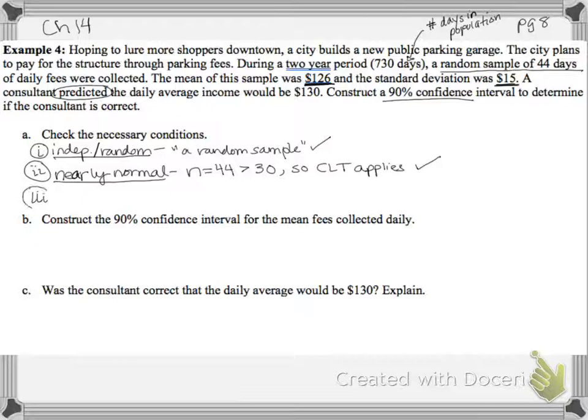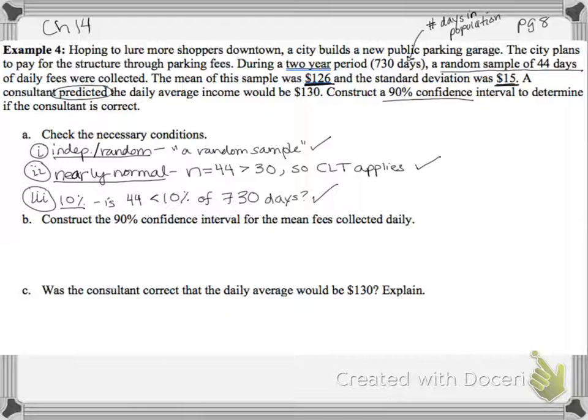And then our third condition is the 10% condition. And the question is, is 44 less than 10% of the 730 days that we surveyed? And the answer here is yes. 10% of 730 would move the decimal place over once, and we would get 73. And 44 is definitely less than 73.